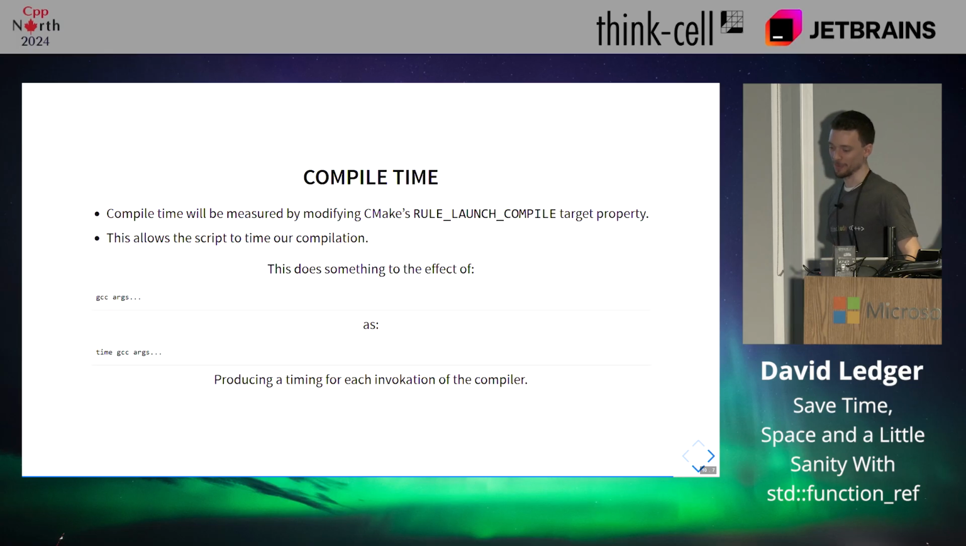If we were to benchmark compile time, I'm going to use CMake's rule launch target. We can change how CMake invokes the compiler. This is equivalent to using the Unix time utility to run some executable and return the time. Couldn't do that though, since I've got to store the result, so I used a Python script. You can get that from the Git repo.